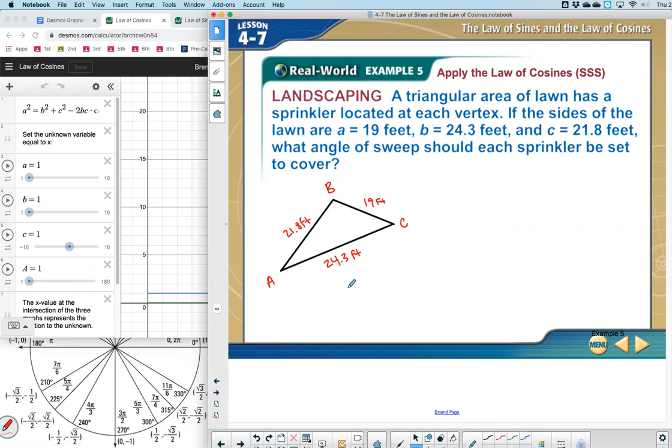Do we have an angle and its side length? No, we don't. So I can't use the law of sines. I have to use the law of cosines. The law of cosines works like this: a squared equals b squared plus c squared minus 2bc cos A.